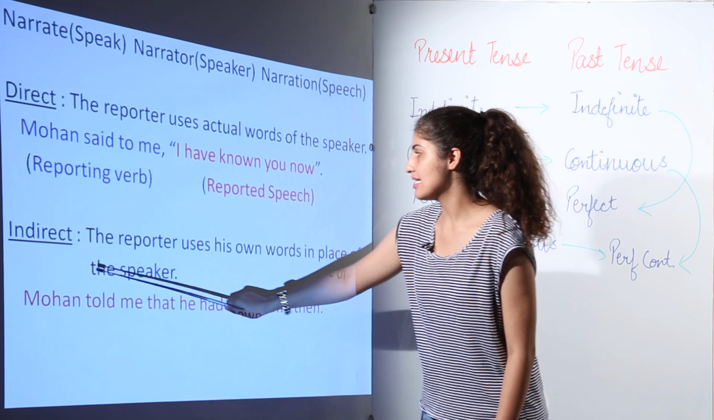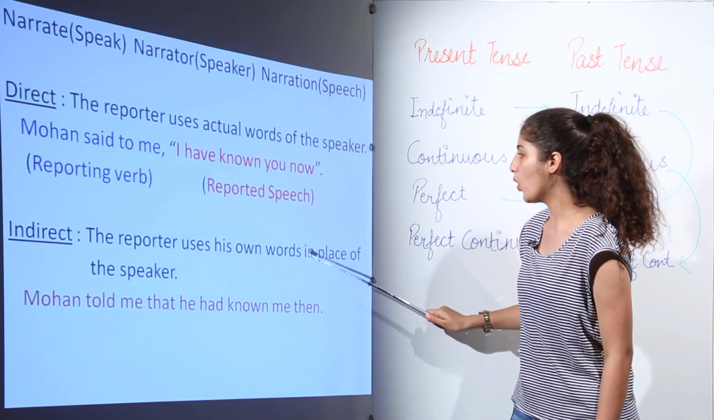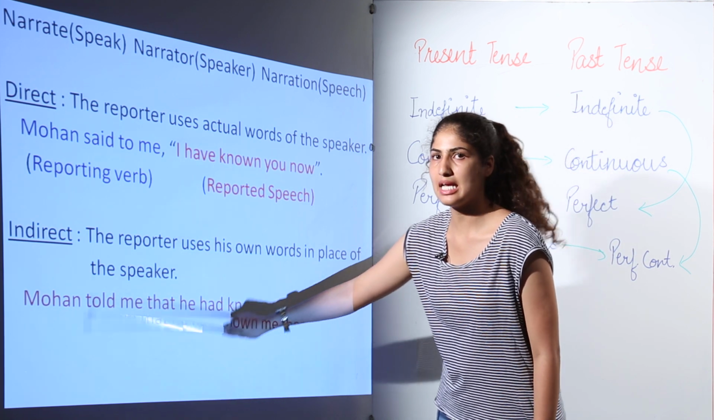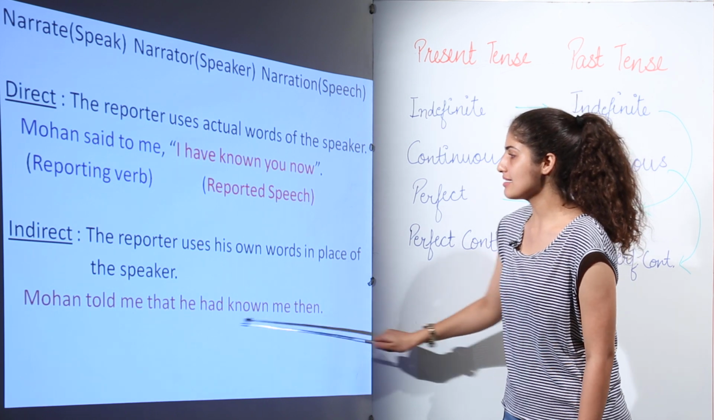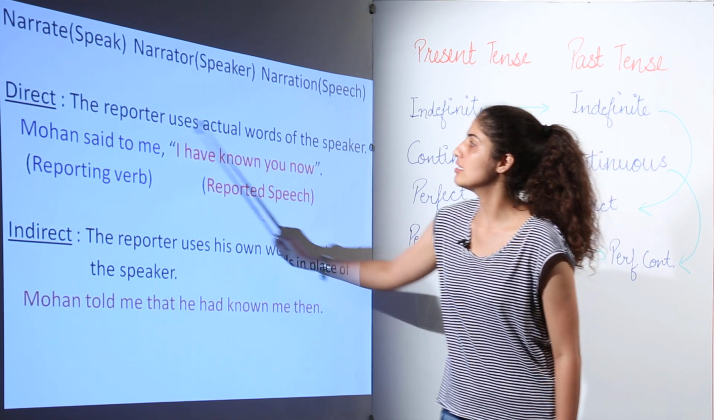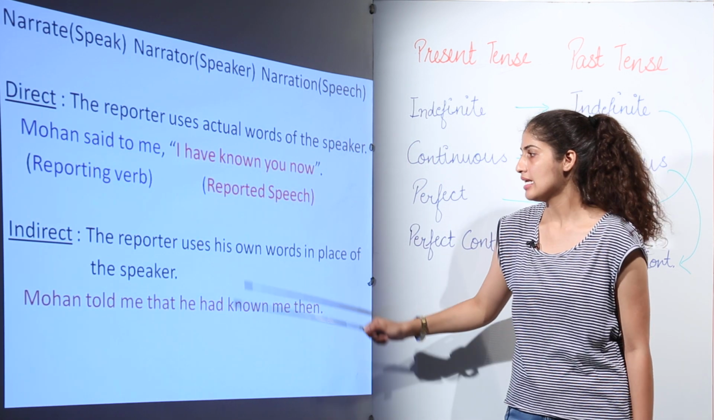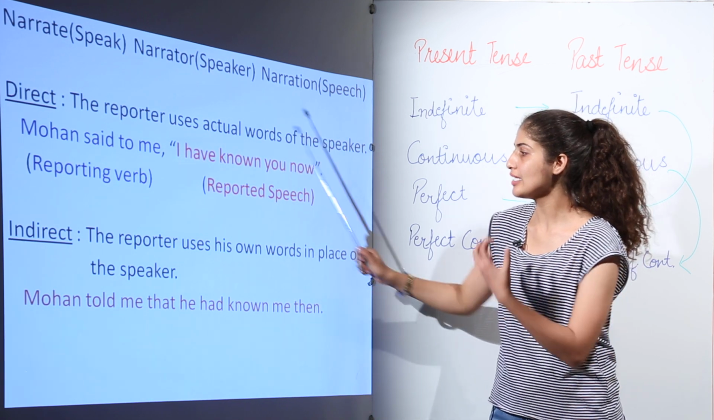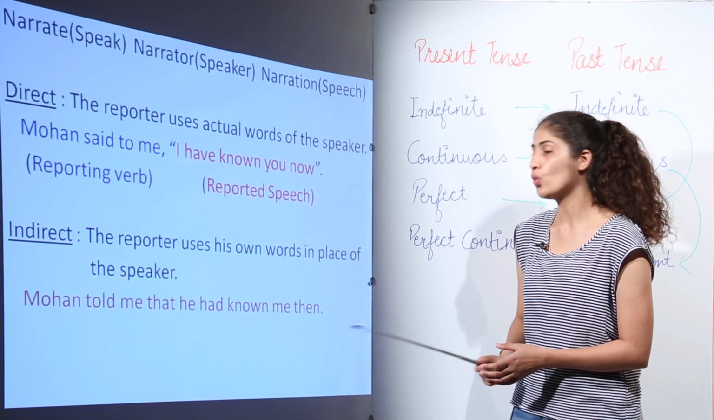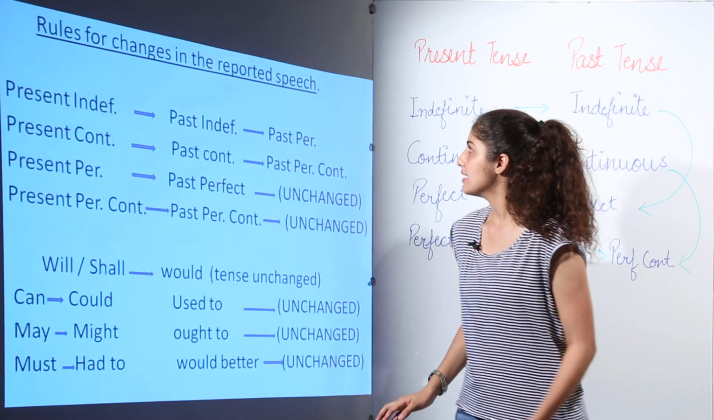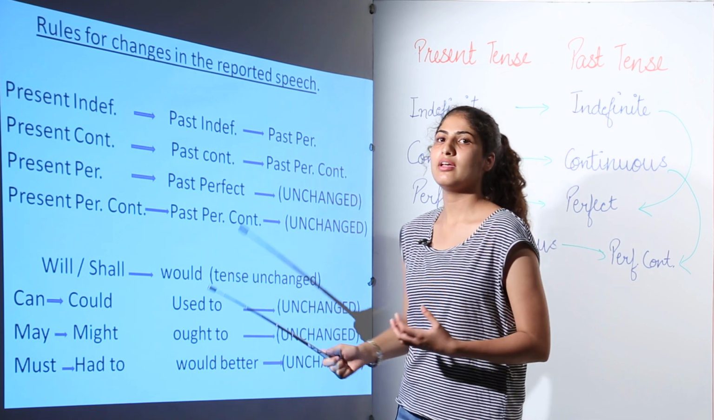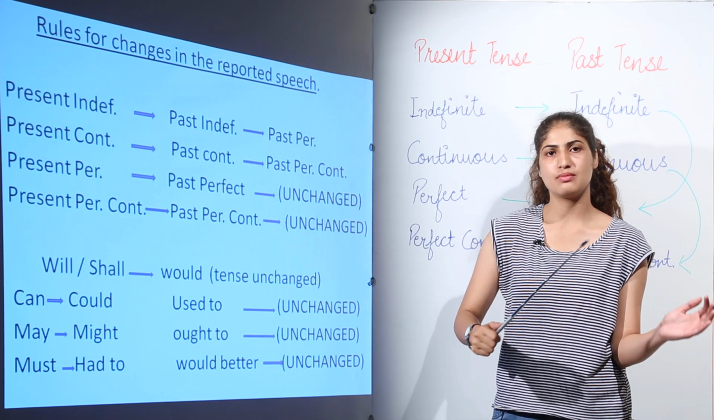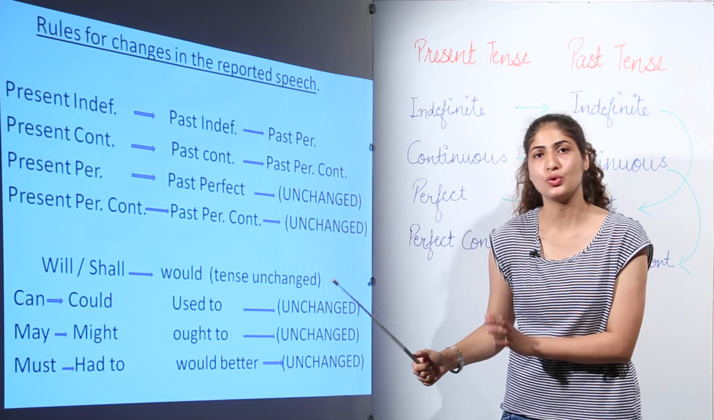And indirect speech is when the reporter uses his own words in place of the speaker. For example, if I have to say, Mohan told me that he had known me then, this is how I'll interpret this line. I'll interpret using my own words that he told me that he had known me then. So, these are the rules in the way direct speech is being transformed, is being changed into indirect speech.